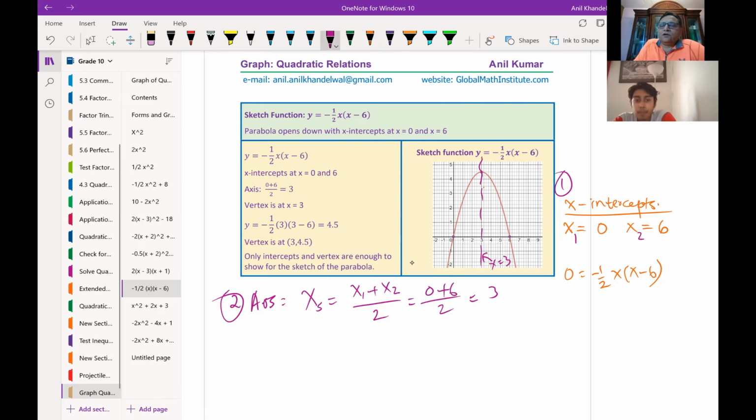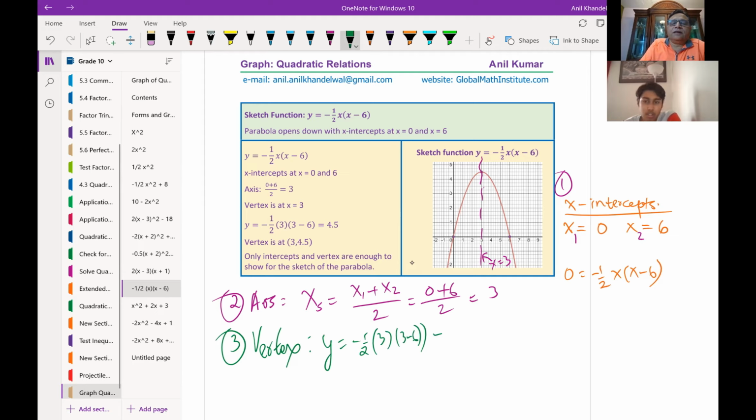Yes, sir. Now you have to find the vertex. Step number 3: sub in x equals 3 from your axis of symmetry into the equation. So we have y equals minus half times 3 times 3 minus 6, right? What do you get?